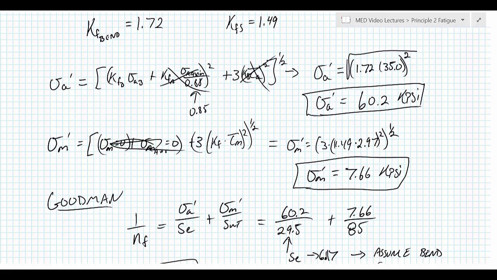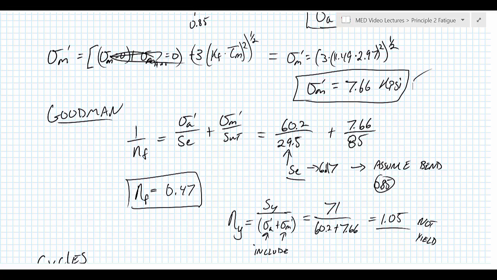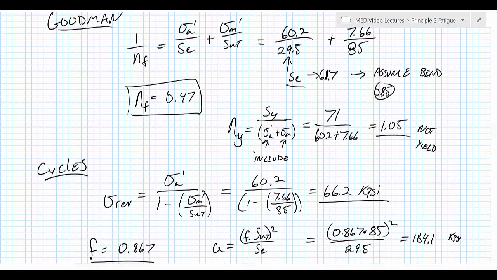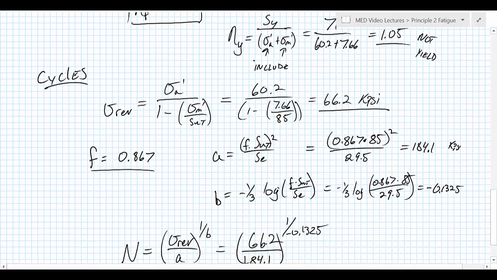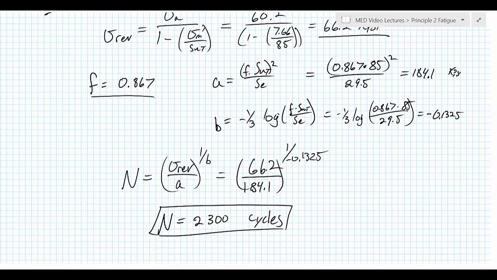That is the Kf's times the sigma a's for each type of loading, or the amplitude stresses for each type of loading. The sigma m's would be the same thing, the stress concentration factors times the means for each type of loading. That gives us our sigma a von Mises and sigma m von Mises. We can put that in the equivalent Goodman equation and come up with the factor of safety. Always check for yielding. And then if nf is less than 1, we apply our line fit for fully reversed cycles of loading compared to stress, and what we end up with is calculating the number of cycles. So that does it for this problem. Until next time.